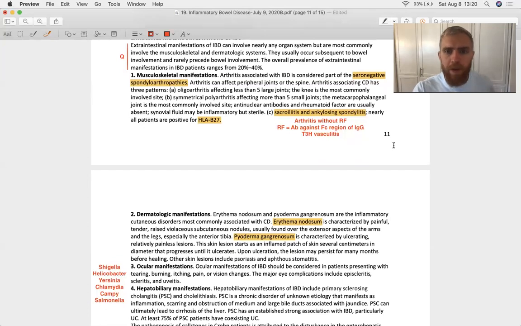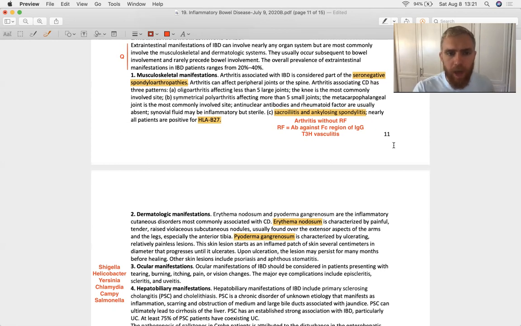Arthritis associated with IBD is considered part of the seronegative spondyloarthropathies, which can present as an oligoarthritis affecting large joints, can present as a symmetrical small joint polyarthritis. Antinuclear antibodies and RF are usually absent, and that's again what makes it a seronegative spondyloarthropathy. There's nothing in the blood, seronegative. It's not gonococcal arthritis, because you might get a fluid draw from the joint and it's totally sterile.